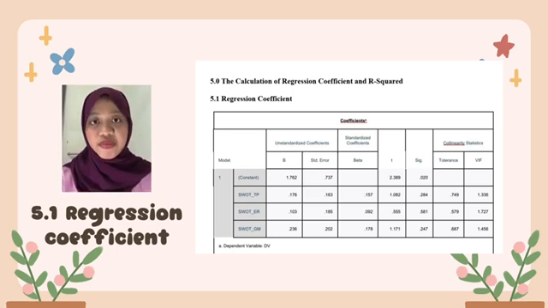Tolerance and VIF check for multicollinearity, the overlap between predictors. Since VIF values are all below 10, multicollinearity is not a concern. And lastly, the constant is the value of DV when all independent variables are 0. So here the constant is 1.762 and is significant, with P equal to 0.020.